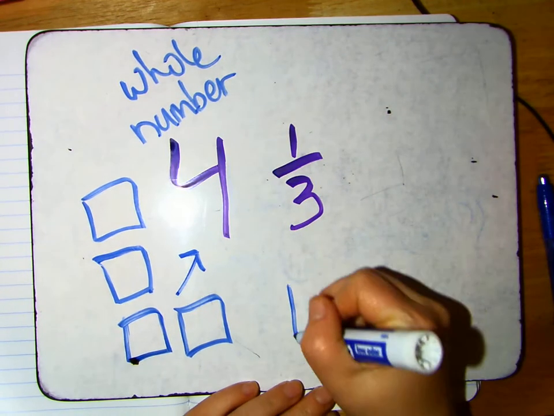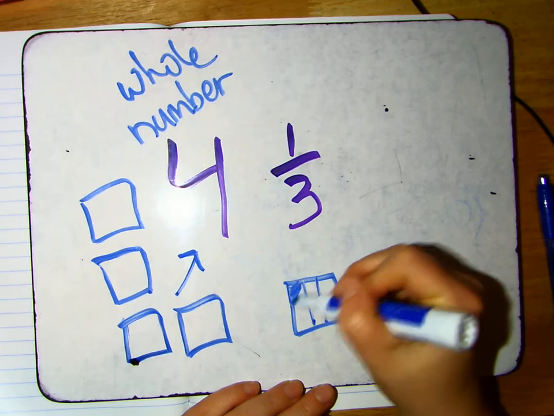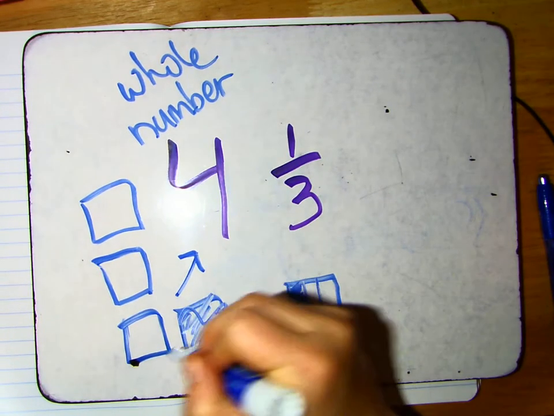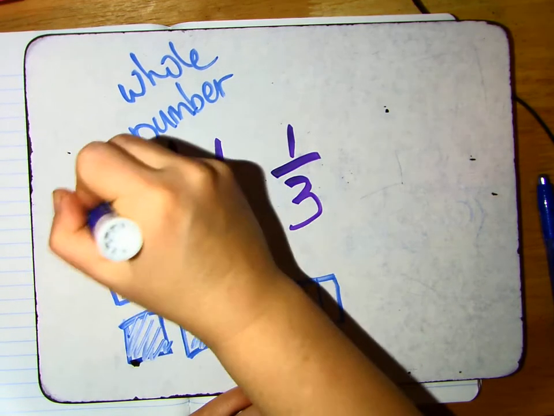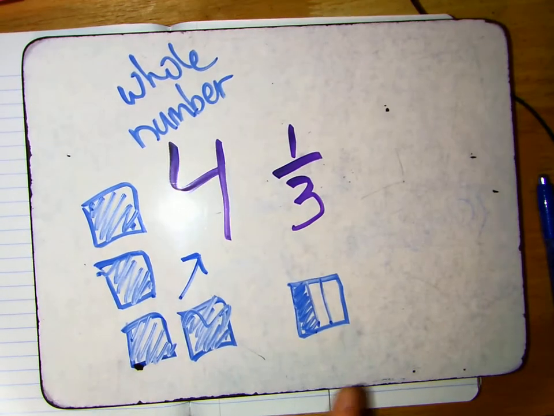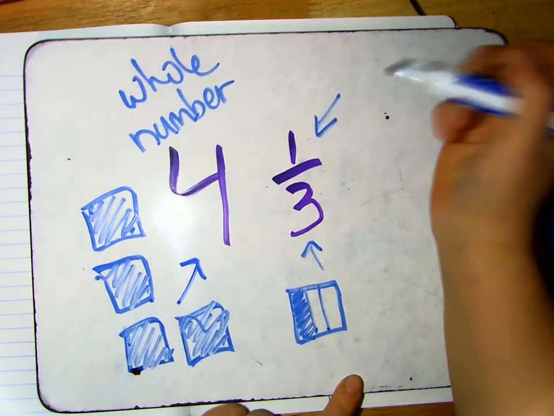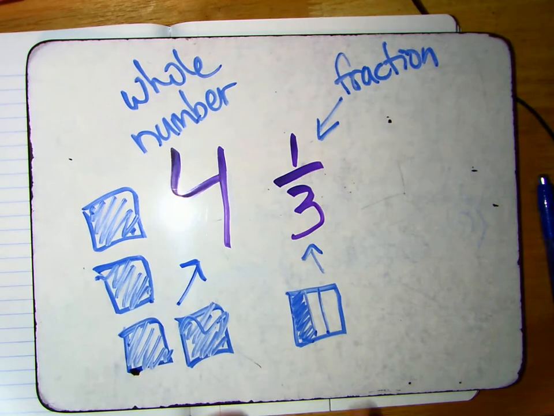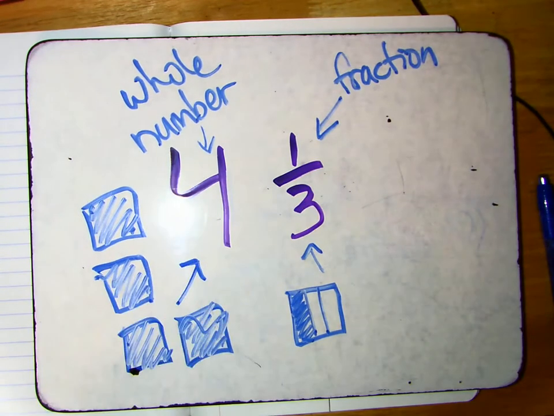So I could show my square and I could cut it into thirds, and I only want one of those thirds. In fact, I could even color these to show I'm taking all 4 of these. 4 1/3. This part isn't a whole number. This part is a fraction. That's what a mixed number is. A mixed number is a whole number with a fraction.